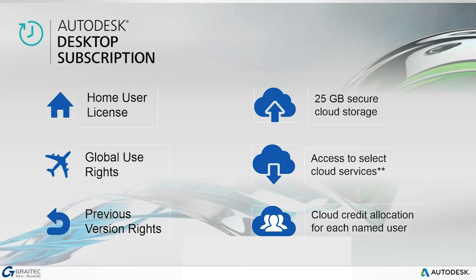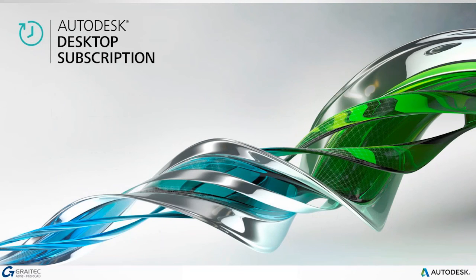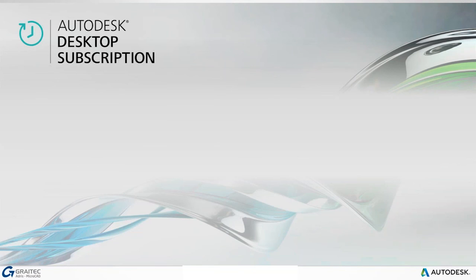Okay, let's take a look at what type of subscriptions we have available. You've actually got more choices with desktop subscription. There are 4 ways to buy that allow you to choose which type of subscription is right for you, based on your budget and the type of work that you do.